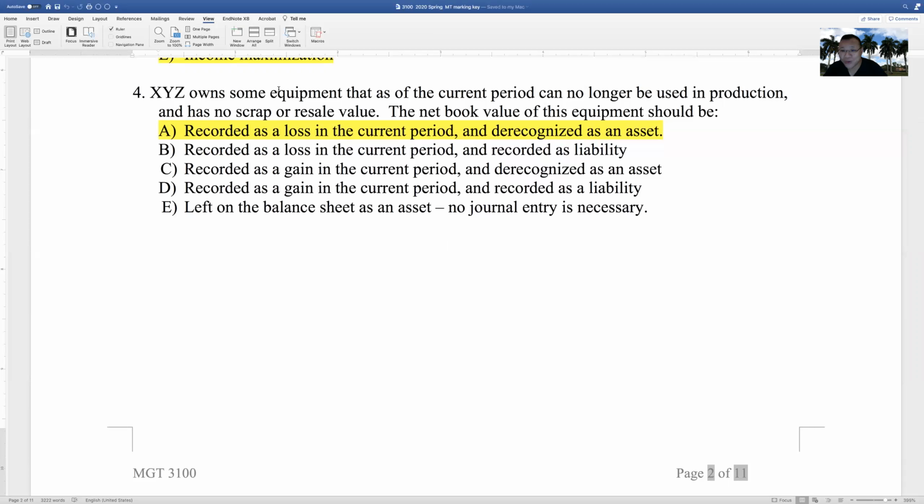The answer is no, because the equipment as of the current period can no longer be used in production. It will not bring any future economic benefit, so this equipment is not an asset. So you have to de-recognize the equipment. And then there is a net book value. So suppose the net book value of the equipment is 100 on your book. So on your book, you believe the book value of the equipment is $100.